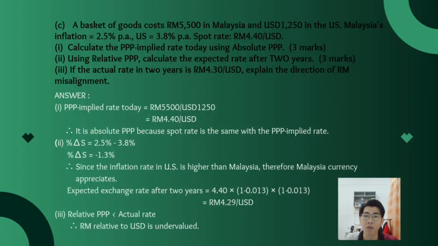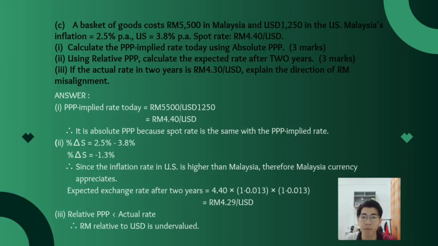C. A basket of goods costs RM 5,500 in Malaysia and 1,250 USD in the US. Malaysian inflation is 2.50%. US inflation is 3.8%. Spot rate is RM 4.4 over USD.